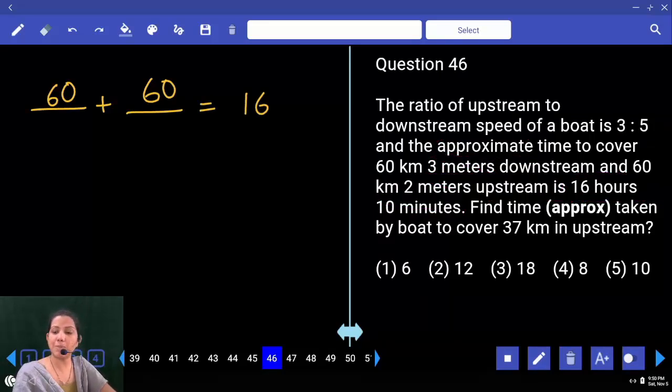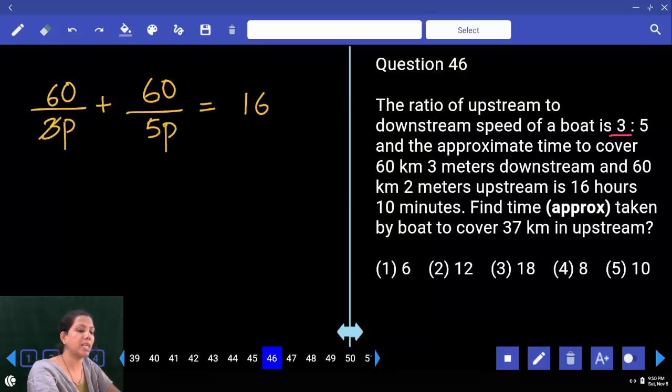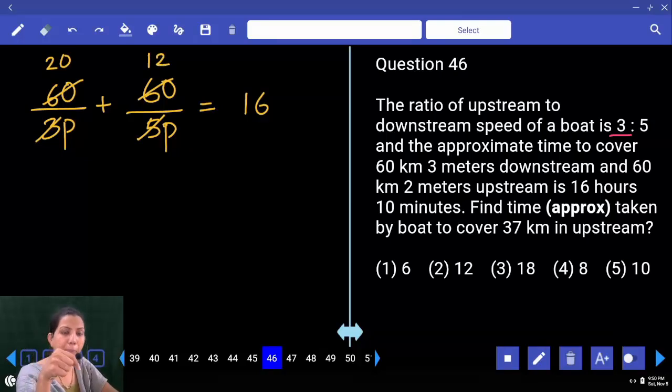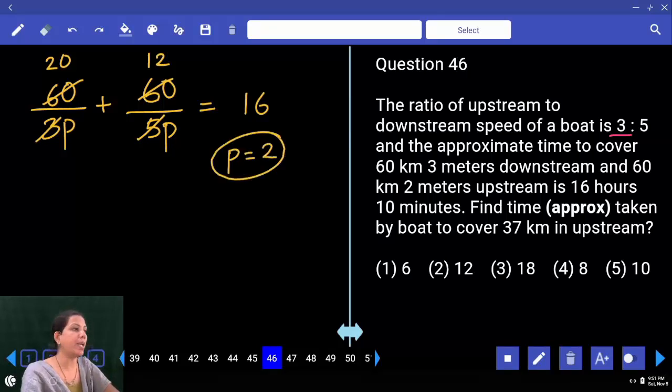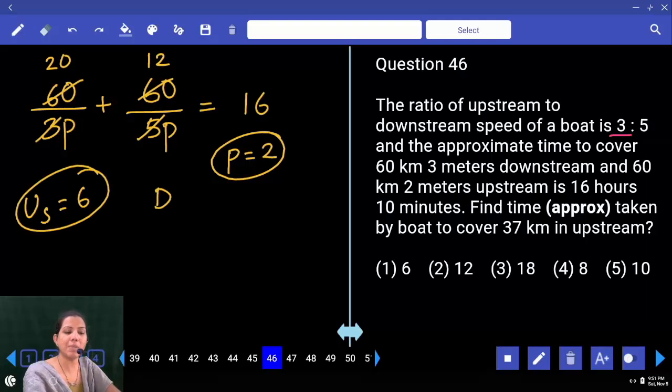60 kilometer. Upstream speed is equal to 3 parts and the downstream speed is equal to 5 parts, equal to 60. 3 exactly 20 times and 5 exactly 12 times. 20 plus 12, 32 P is equal to 16. Then 1 part is equal to 2. What is upstream speed value in your ratio? 3 parts. So 3 2s are 6. If the question is related to downstream, then 5 2s are 10 is your answer.